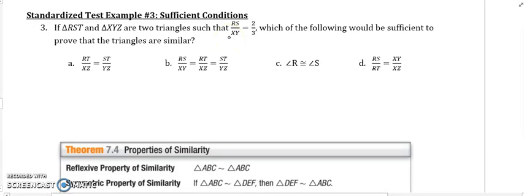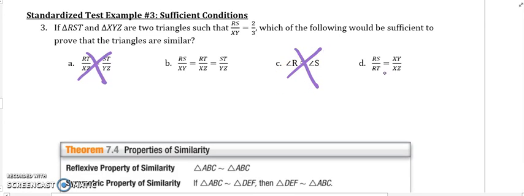Okay, so we gotta look. Would it be enough to know two sides are proportional? Nope. Would it be enough to know three sides are proportional? Yes, that could be SSS. We need to check and make sure they line up. Would it be enough to know one angle? No, you have to know two.